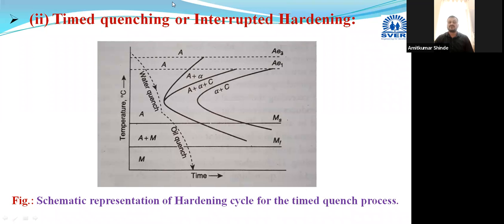Please let me know if there is any doubt. Mention that all points are clear, and I will move towards the next point.